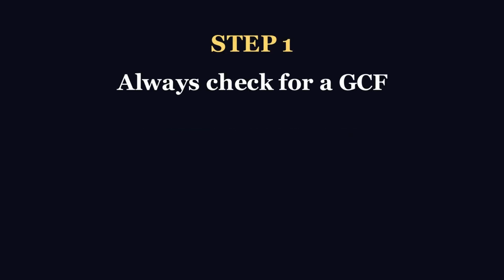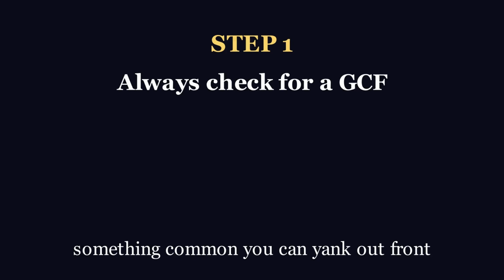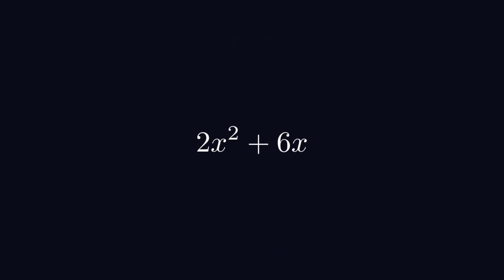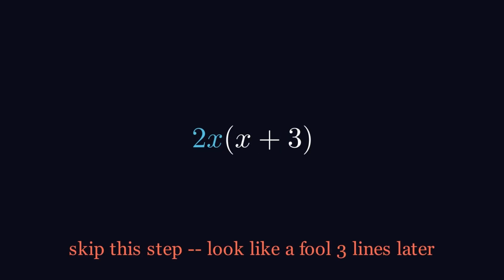Let's work. Step 1. Always check for a GCF. Something common you can yank out front. 2x squared plus 6x? Both carry a 2x. Pull it out. 2x times x plus 3. Skip this step and you look like a fool 3 lines later.